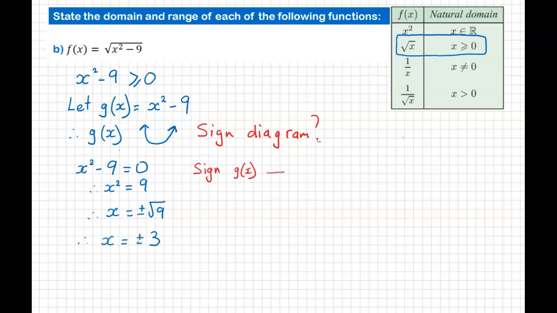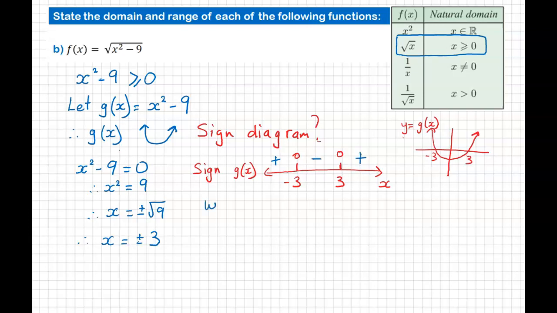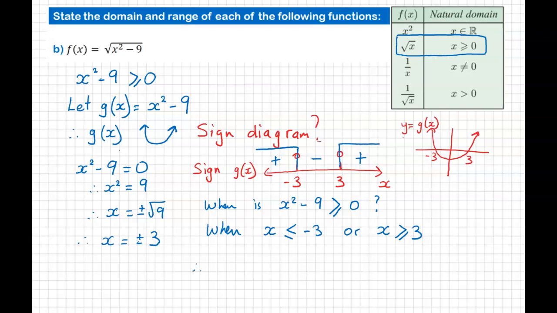So the sign of g of x. We write down the zeros, which are plus and minus 3. So it's a quadratic, and I'm going to draw a little diagram on the right hand side there, just to give us an idea, which means the sign is plus, minus, plus. Now the question is, when is x squared minus 9 greater than or equal to 0? Well, we look at the sign diagram, and that means values that are less than or equal to minus 3, or greater than or equal to 3.